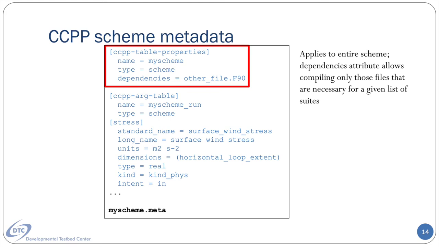The last thing to point out about a CCPP scheme's metadata is a section called CCPP Table Properties that applies to the entire scheme, not just one subroutine within. It has fields for a scheme's name, the type, which should be scheme for all CCPP schemes, and a list of file dependencies to be used by the CCPP framework to inform the host application's build system. It is especially useful for compiling only those files that are necessary for a given list of suites, rather than all files within the CCPP.